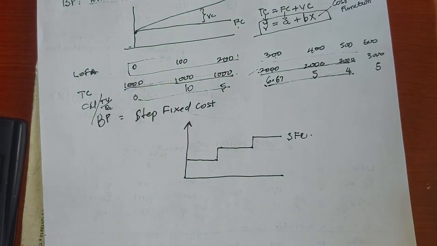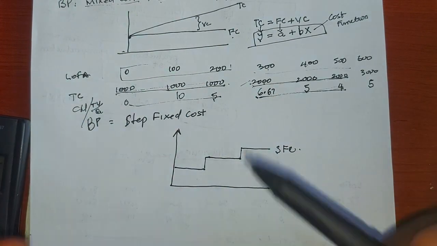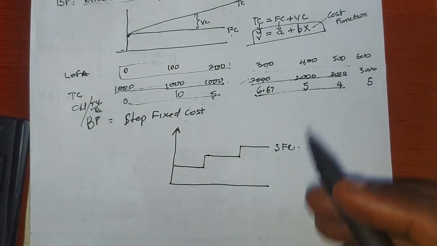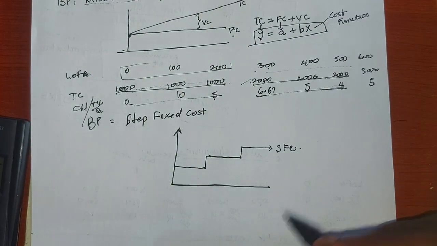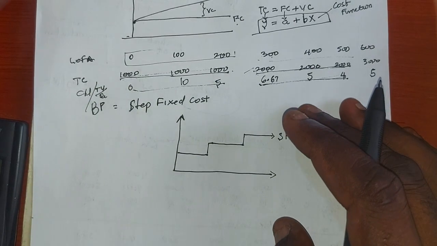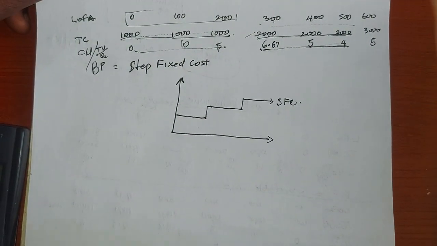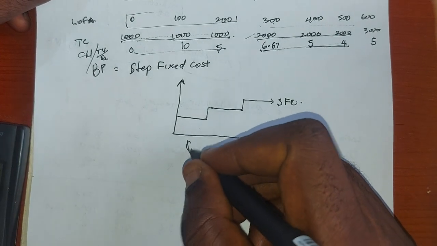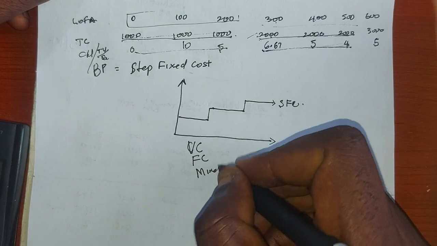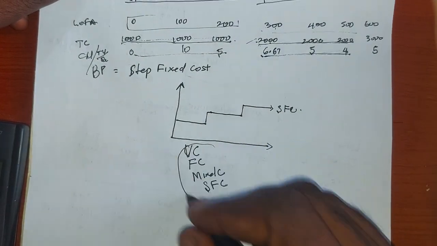That's another behavior of cost. So what is cost behavior? Cost behavior is a concept that shows how the total cost reacts to changes in the level of activity. Don't forget, under cost behavior we have variable costs, fixed costs, mixed costs, and step fixed costs.